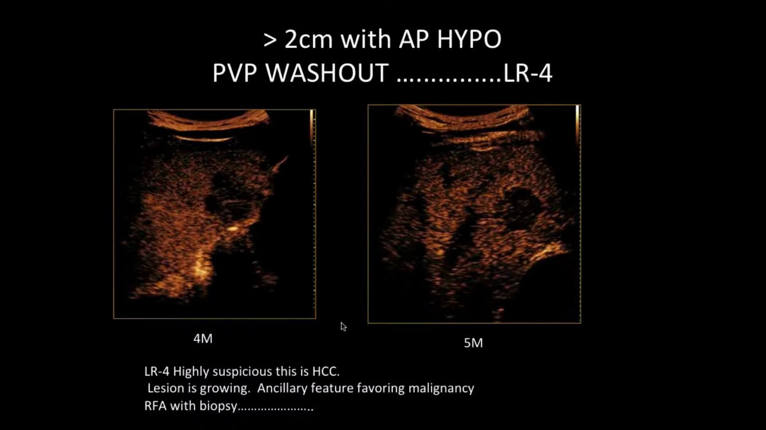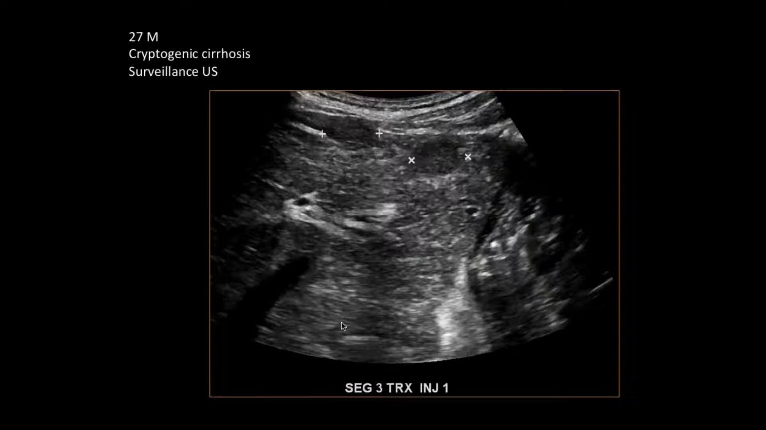Further, the lesion is growing from 1.5 to 2.1 centimeters. So this is an ancillary feature on CEUS LI-RADS, and this favors malignancy. So definite interval growth favors malignancy. So of course this lesion is recommended for performance of radiofrequency ablation with biopsy, and this was biopsied and not confirmed to be HCC, but I will pursue this further because of our high level of concern.